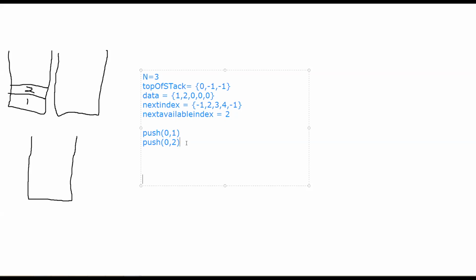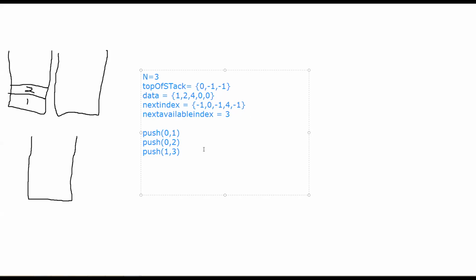I'll take one more push in stack 1, element 3. So here 3 will come, and this will be updated to top. Now top of stack 1 was -1, right? So this will get updated to -1, and the next available index will be index 3. This I didn't change. This previous top is 0. So now this is my current stack.